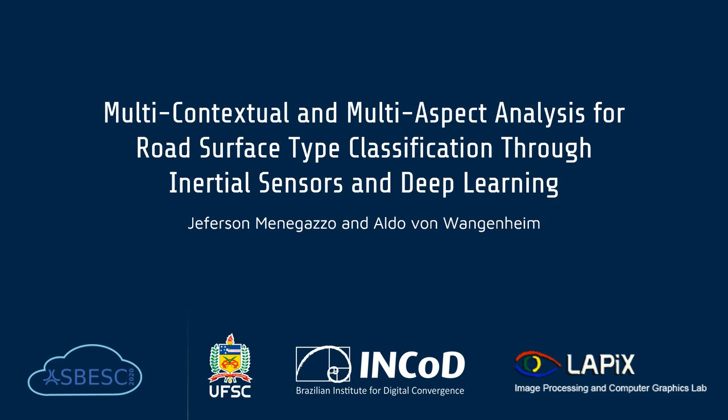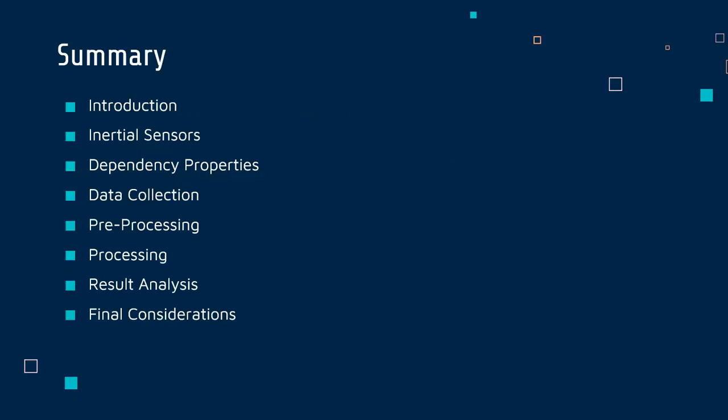Hello, my name is Jeferson Menegazzo, and I will now present the research in multi-contextual and multi-aspect analysis for road surface type classification through inertial sensors and deep learning. This presentation will follow these topics.